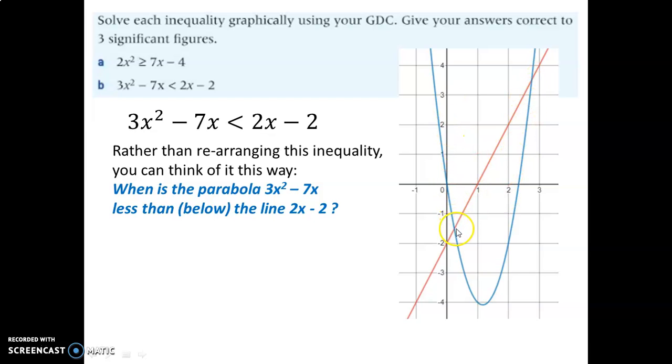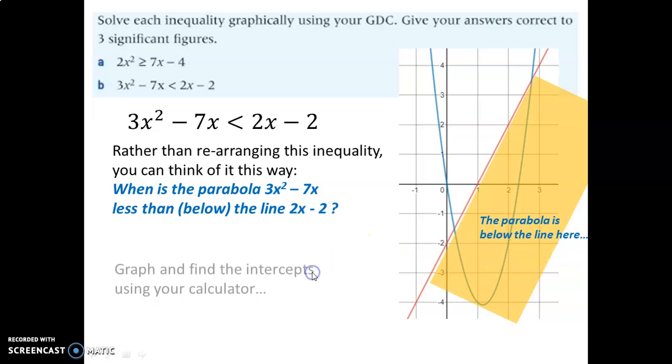Hopefully you found this intersection point and this one here. Now the question is, when is this parabola below this line? So when is this blue parabola below the red line? Well, that occurs right here. So that means from this x value to this x value, the parabola is below the red line.